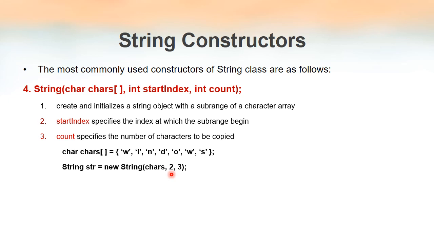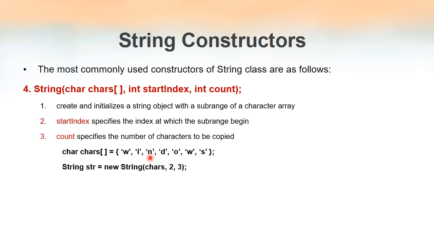We know that inside the array the index number always starts from 0, so the second index number means 0, 1, 2. So n is the starting index from which I want to start the string, and how many characters I need to extract. So here the third parameter is the count. Count means how many characters I need to get from the character array. So starting from the second index, I want to use 3 characters from the character array to create the string.